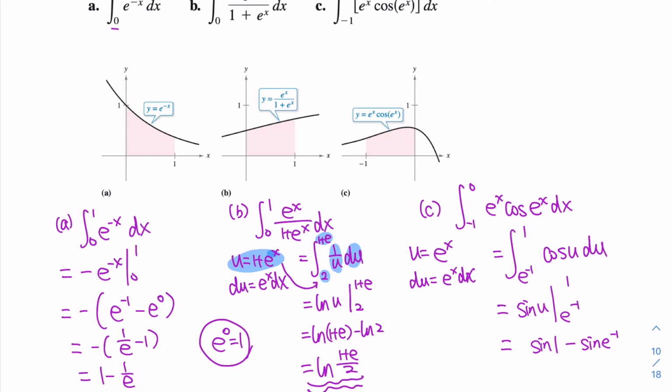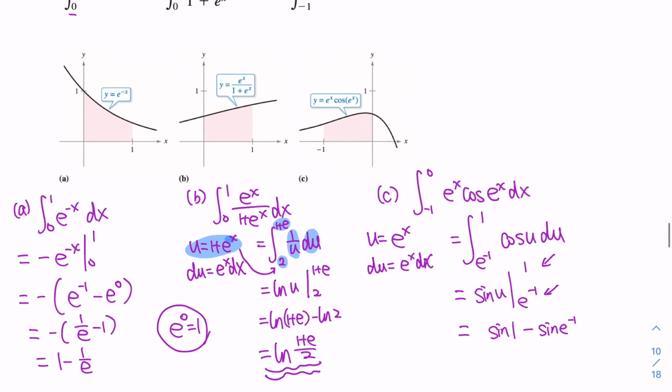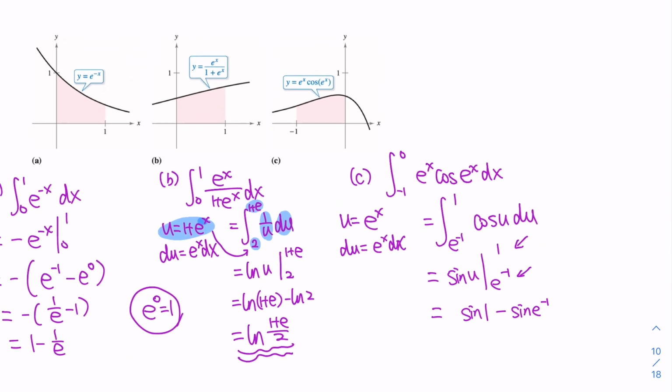For part C, similarly, we use u substitution. I change the boundary to u. If you don't want to change the boundary for u, from here you are going to replace u using e to the x. You don't have to change the boundary. It will give you the same sine of 1 minus sine of e to the negative 1. Same answer. It's up to you.